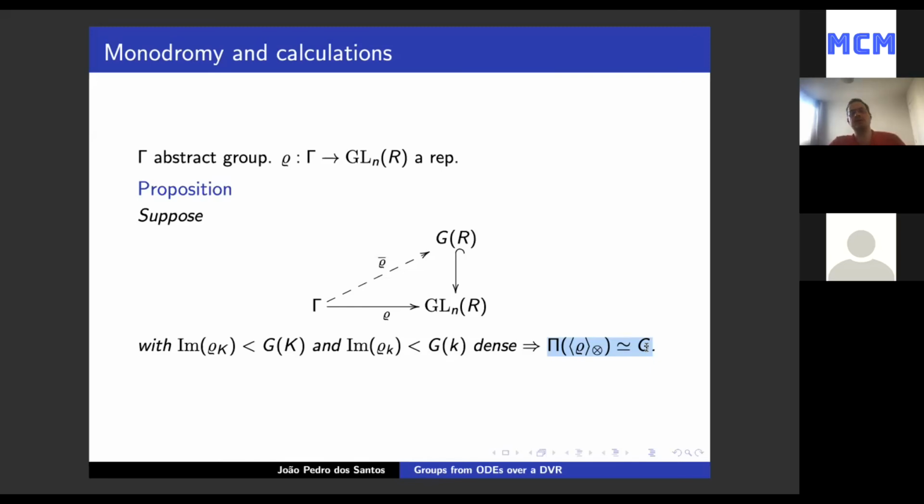Another way of saying this is: given rho, how do you compute the Galois-Tannaka group? You have to find a group scheme such that the image of rho is dense on both fibers, over big K and over little k. But that's very unnatural.